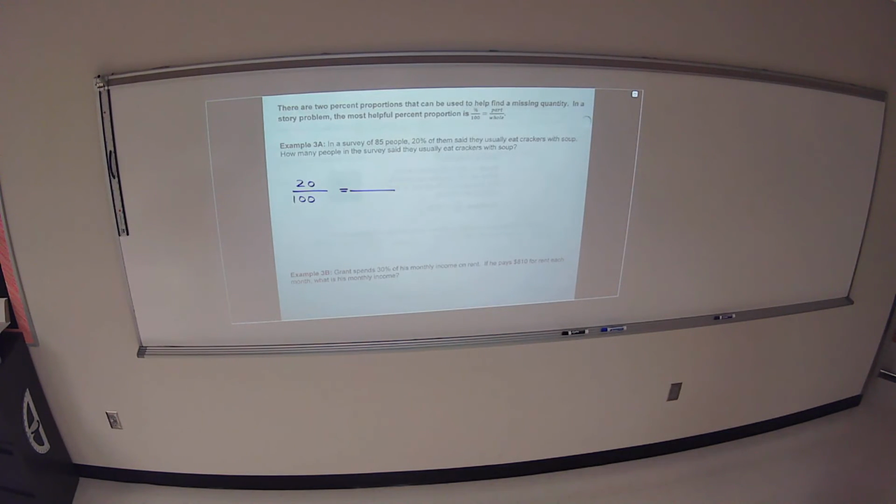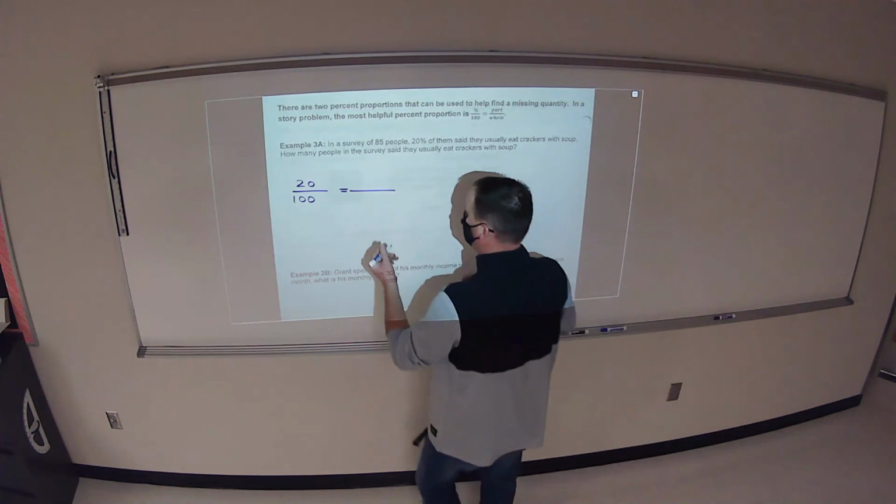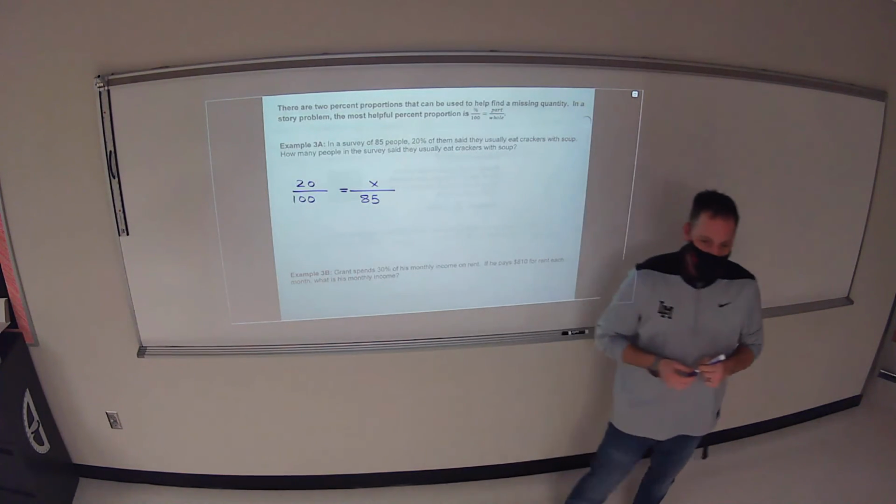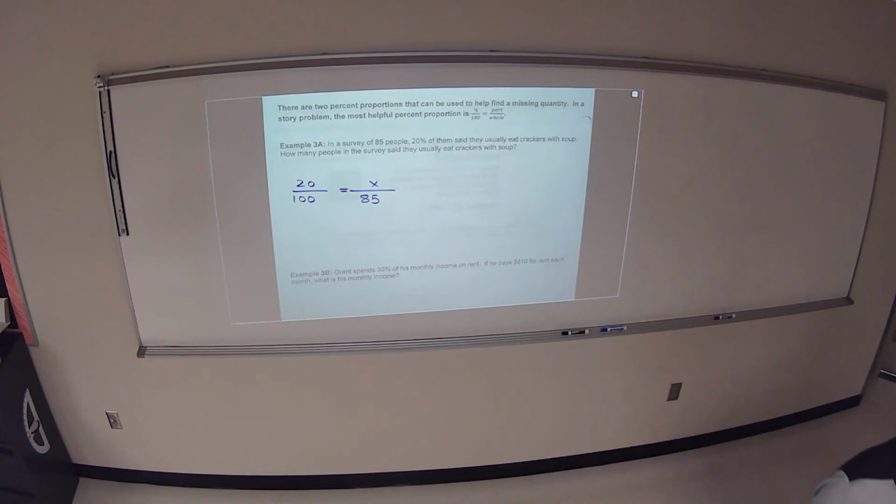85 people. Is 85 people the part? And the part would say there's 85 people who like soup with crackers. Or is 85 the whole, which would represent everyone who's been surveyed? Which one does that mean in this problem? It's the whole. It is everyone who has been surveyed. So the 85 needs to go on the bottom. And my variable then will always go in that third and final spot that I didn't fill in. In this case, it's x.